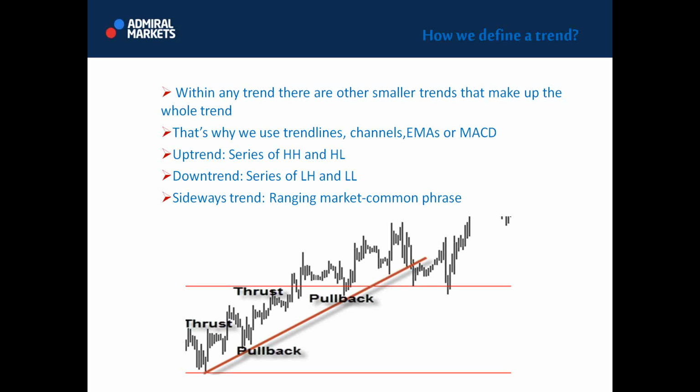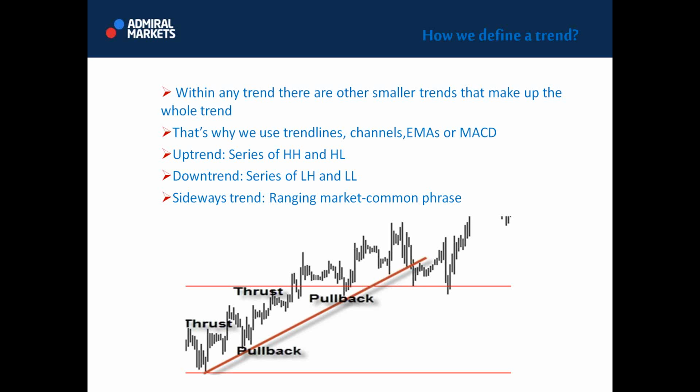An uptrend is a series of higher highs and higher lows. A downtrend is a series of lower highs and lower lows. A sideways trend, we don't say it's a trend, it's a ranging market, and that's a common phrase. So if we want to see what the trend is, we need to see thrust pullback action, which is called by some traders and analysts zigzag action. I have included a picture of a good zigzag action. This is called zigzag, and zigzag defines a trend.